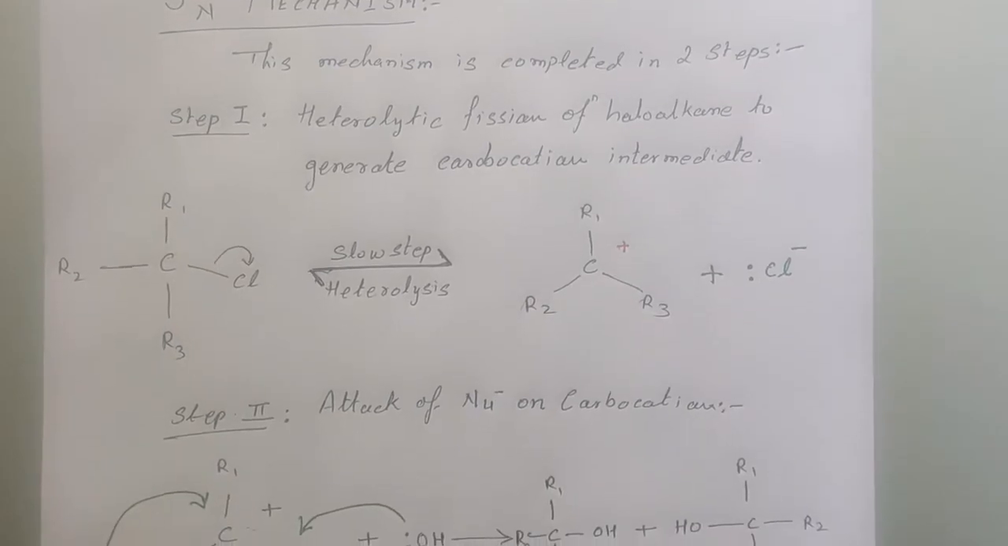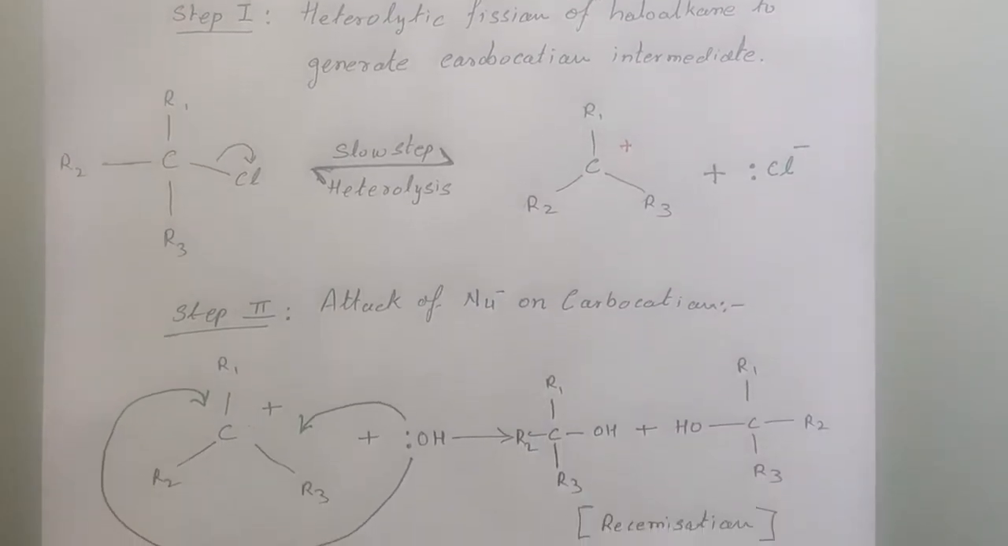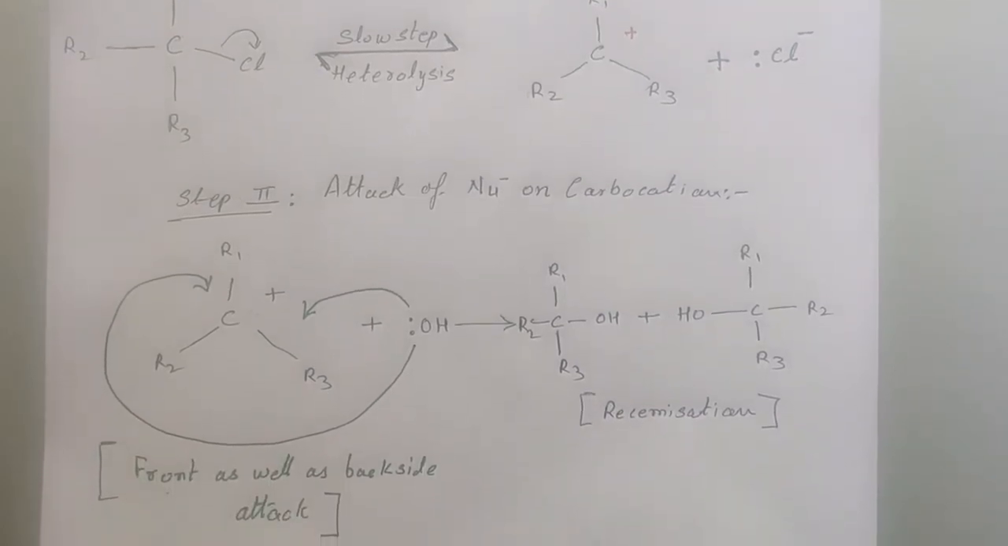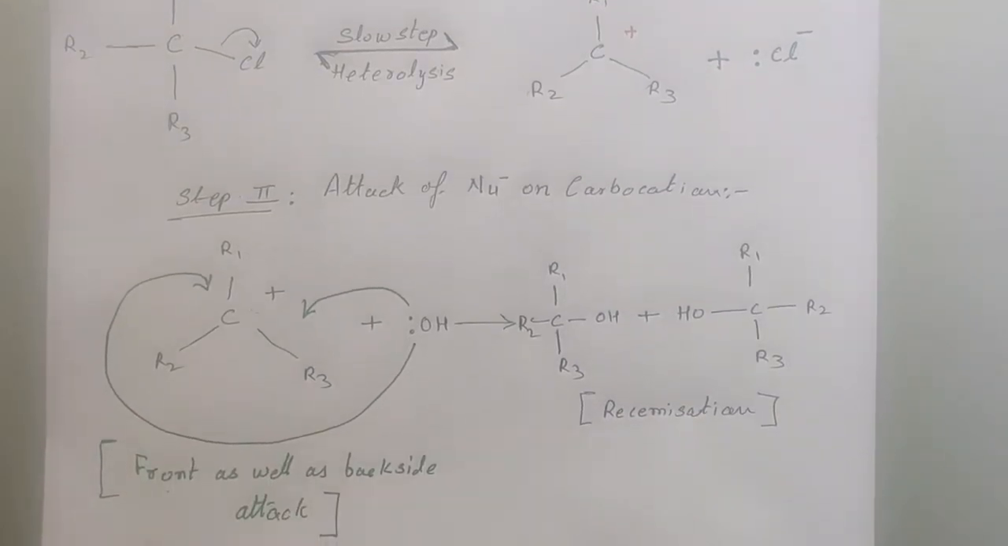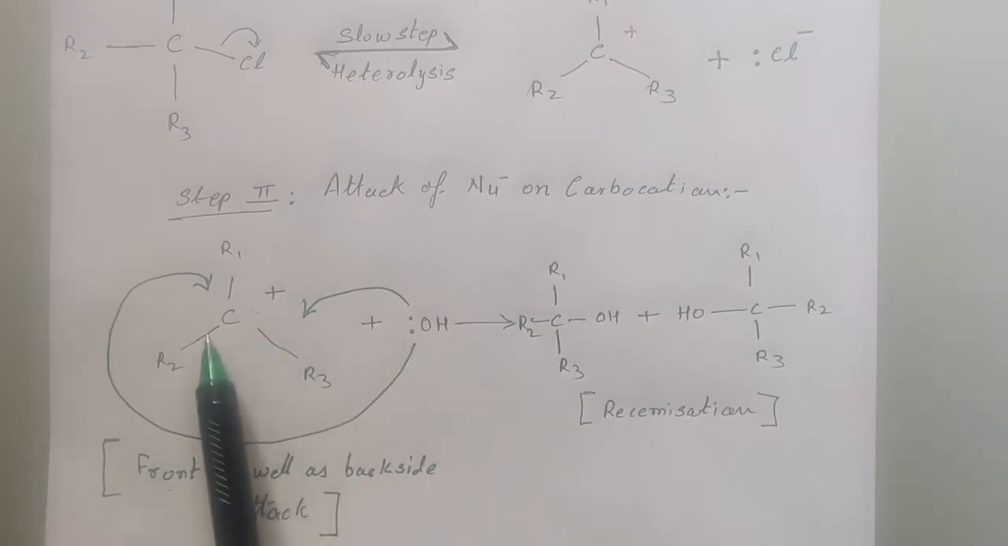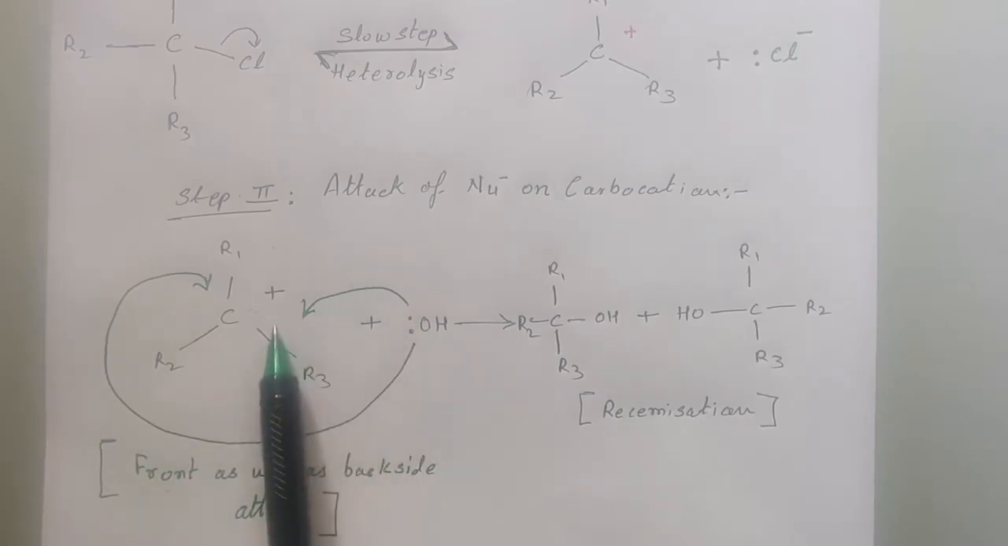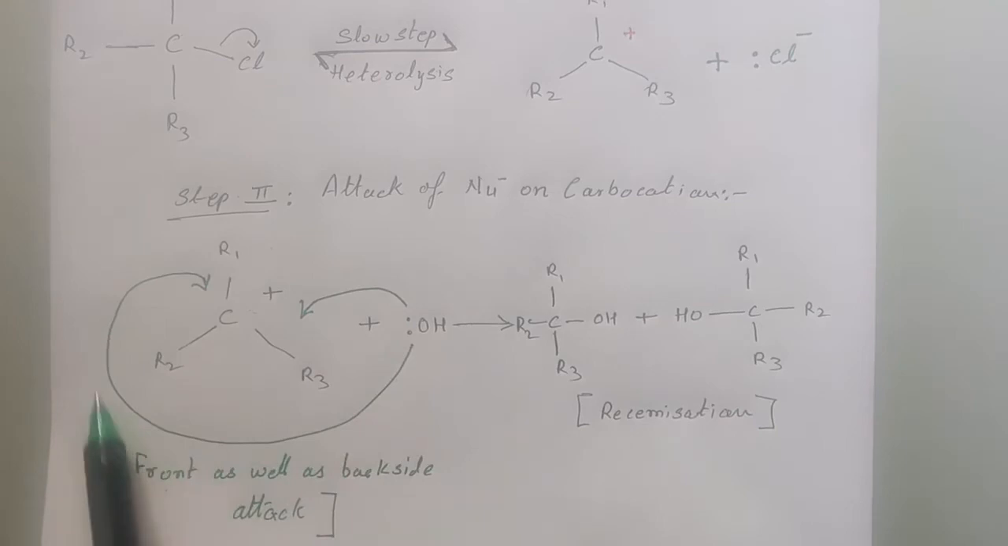The second step over here is clearly shown, and that is the attack of the nucleophile on the carbocation. Can you see this clearly? The attack of the nucleophile. Over here, again for simplicity, students, I have taken OH. This nucleophile attacks the generated carbocation in two ways. It is attacking from the front side, and it is also attacking from the back side.